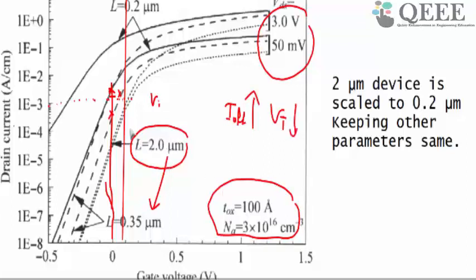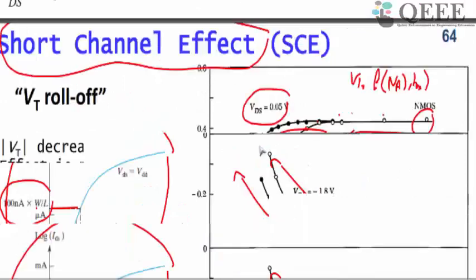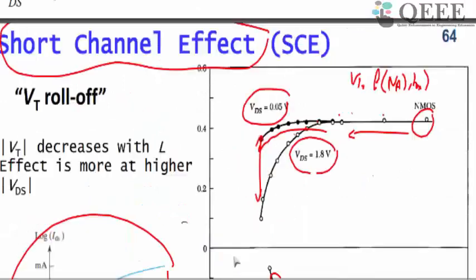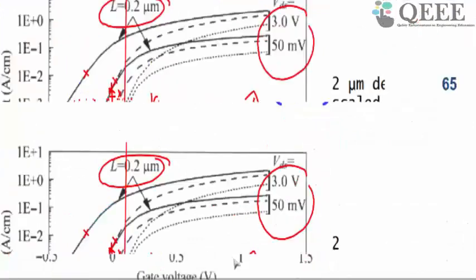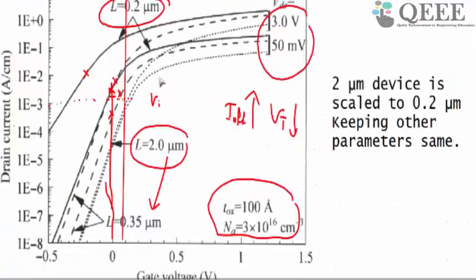If you scale further to 0.2 micron, you can see the delta between the linear mode and the saturation mode is widening. That is what happens in the threshold voltage. This delta is increasing as you scale deeper and deeper, and the off current is also increasing. In a nutshell, if you scale only the channel length and don't touch any other parameter, your off current is going to increase and your VT is going to reduce.